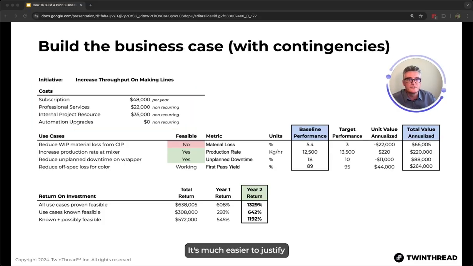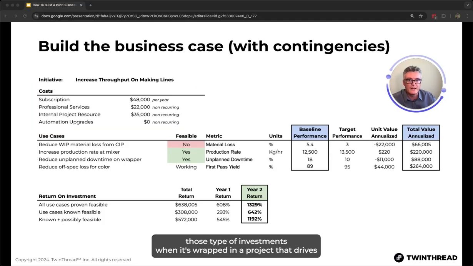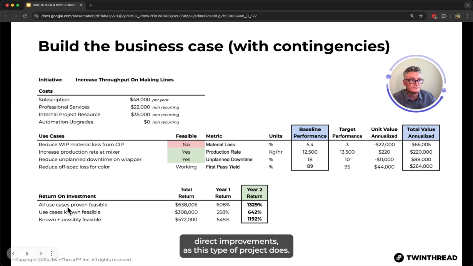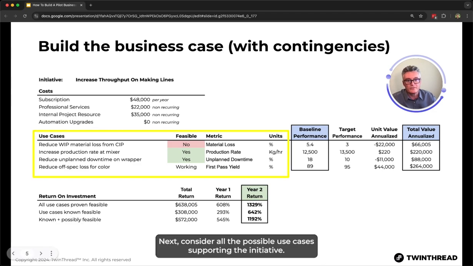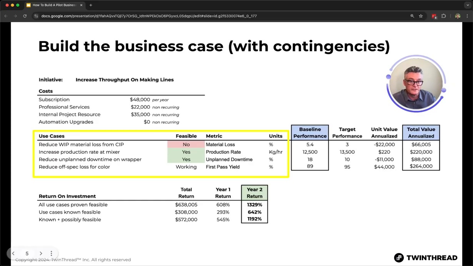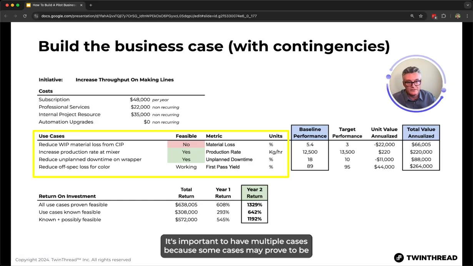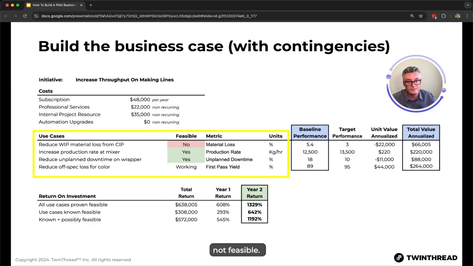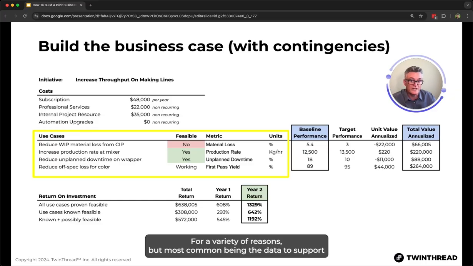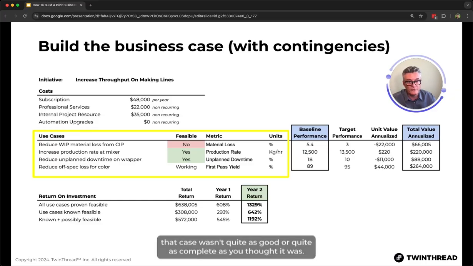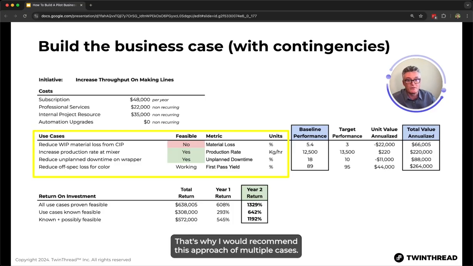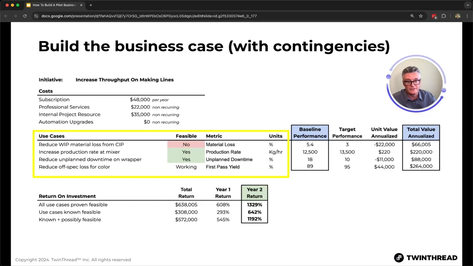It's much easier to justify those type of investments when it's wrapped in a project that drives direct improvements, as this type of project does. Next, consider all the possible use cases supporting the initiative. It's important to have multiple cases because some cases may prove to be not feasible for a variety of reasons, but most common being the data to support that case wasn't quite as good or quite as complete as you thought it was. That's okay. That's why we recommend this approach of multiple cases.